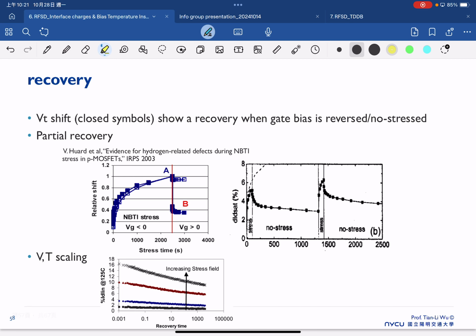And another issue for the BTI is recovery. The recovery is when we apply the reverse bias or we don't apply bias, and we start to see the threshold voltage shift back, just like here. This is stress, and this is NBTI, so this is under the stress. Once we apply the reverse bias, so this is reverse bias for NBTI, it's a positive gate bias. And this is a case where you apply the negative gate bias. But if you don't apply bias, it's here.